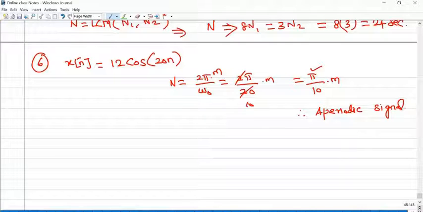Please remember, while calculating the fundamental time period of a given discrete time signal, the capital N value should not have any root terms or pi terms. Then only it is periodic. If more than one component is given, then we have to check the N1 to N2 ratio, N1 to N3 ratio. All the ratios must be rational numbers. And the fundamental time period is the LCM of N1, N2, N3 and so on.